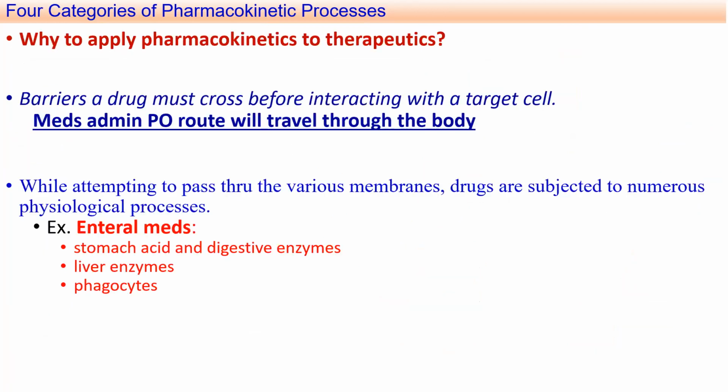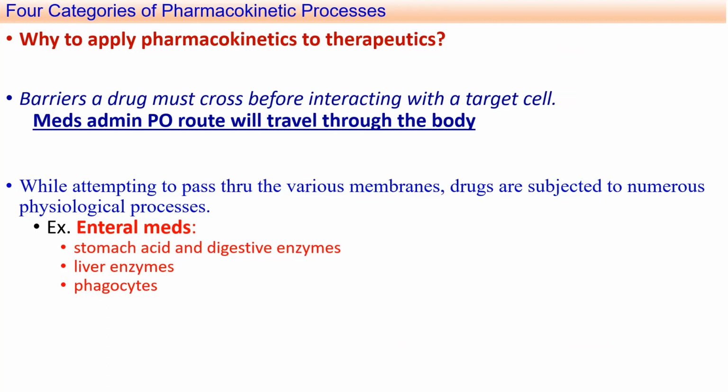Why apply pharmacokinetics to therapeutics or pharmacotherapeutics? The pharmacokinetics of drugs allow nurses to better understand and predict the actions and adverse effects of medicines in their patients. So, the barriers the drug must cross before interacting with the target cell.